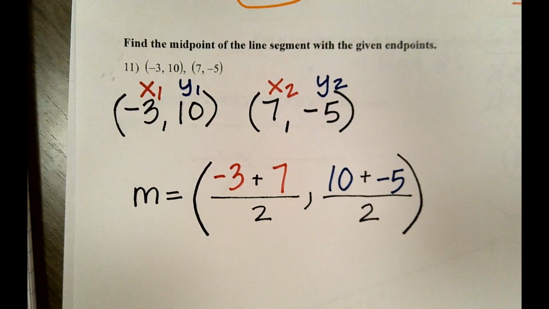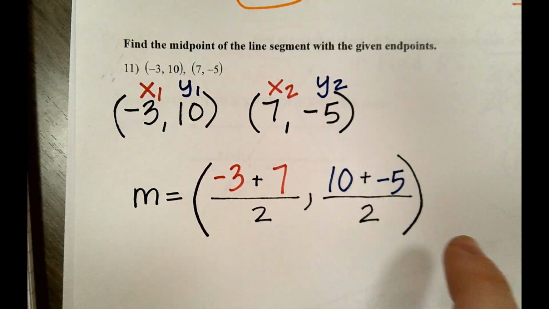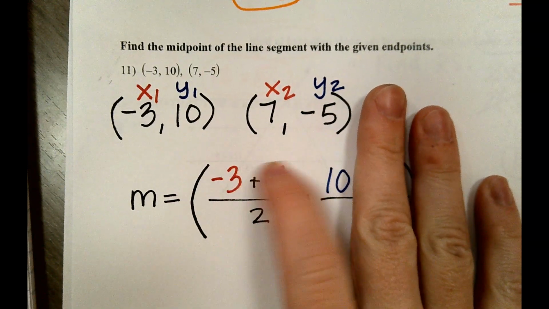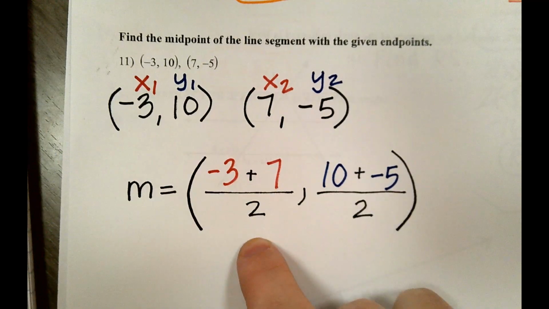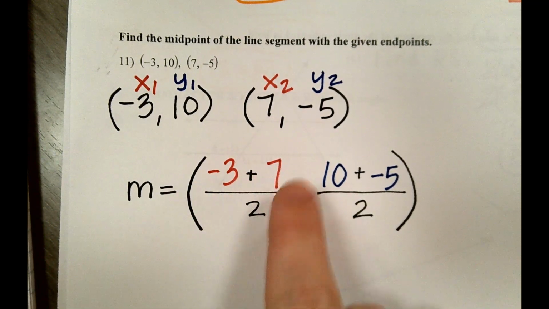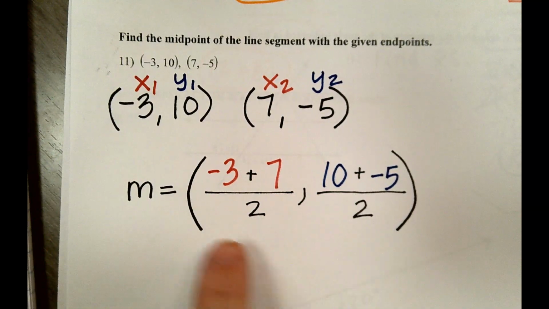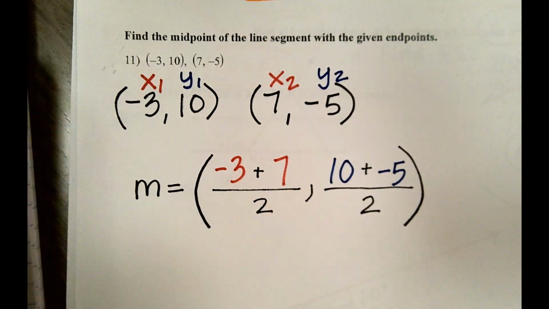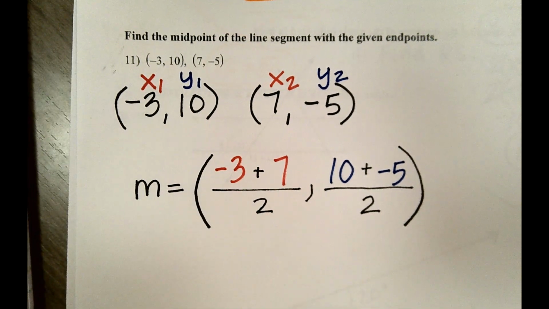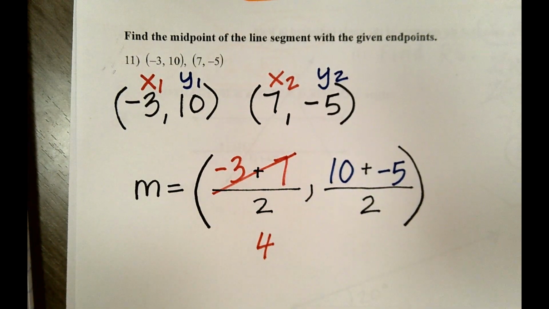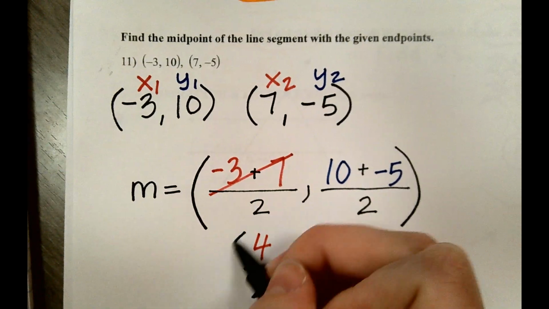So now all we have to do is solve each one of these. It's like 2 separate problems. First, I have my x's. I want to add what's on top and then divide by 2. Do not type this in all at once because your calculator is going to do the division first and you'll get the wrong answer. Let's go one step at a time. So I'm going to look at -3 plus 7 first. And that gives me +4. I'll bring down over 2.